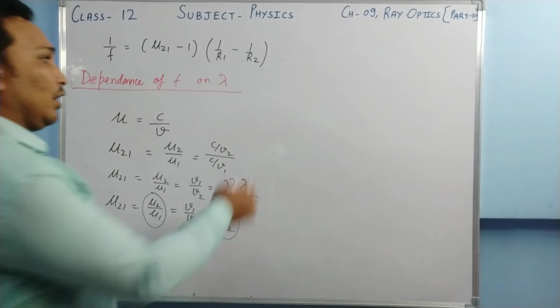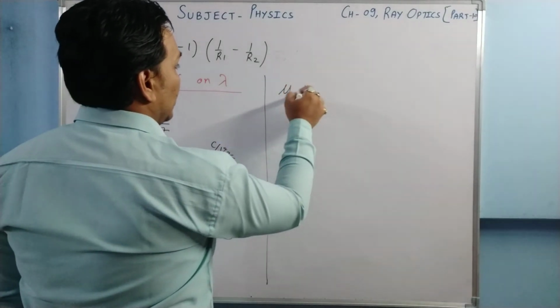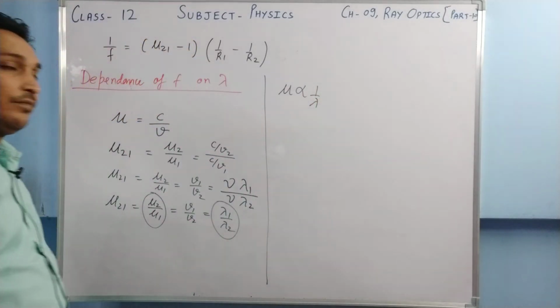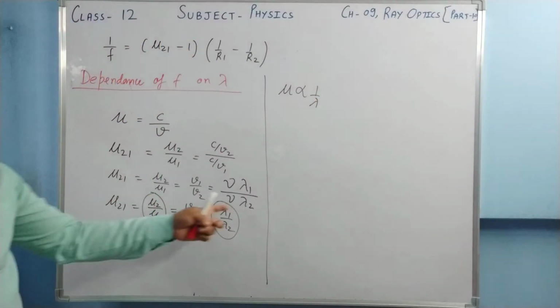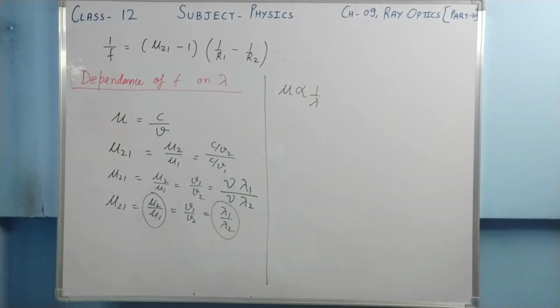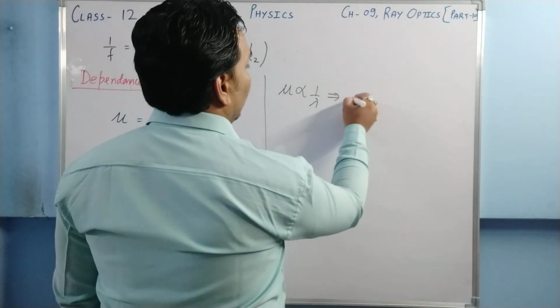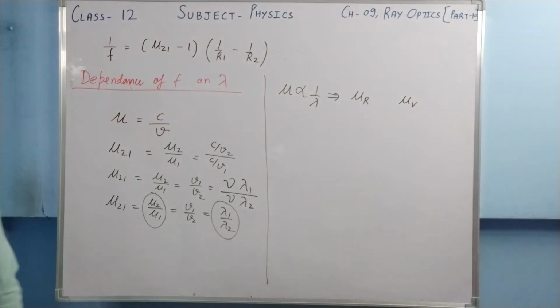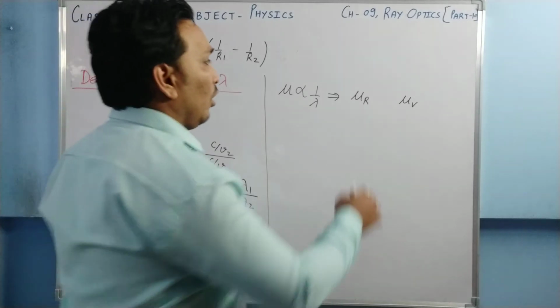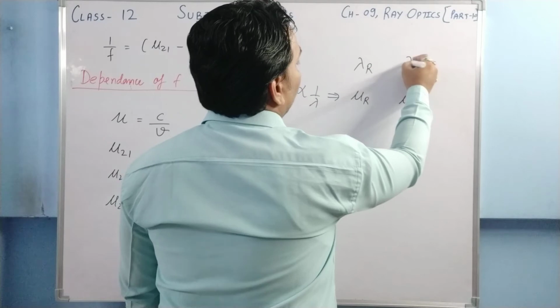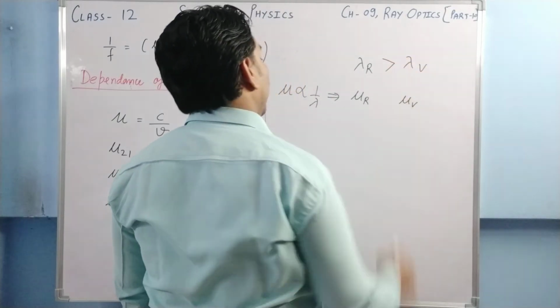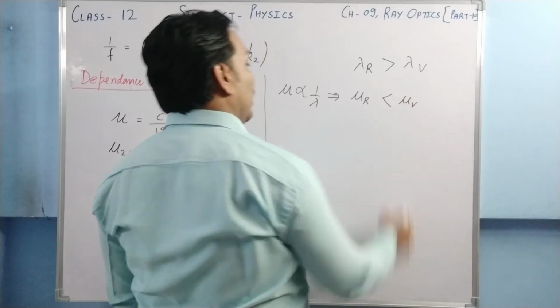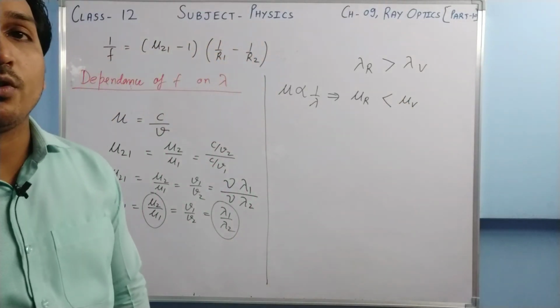From here it is clear that refractive index is basically inversely proportional to the wavelength. See, here it is 2 upon 1, here it is 1 upon 2. So refractive index is inversely proportional to the wavelength. If I want to compare the refractive index of red color and violet color, we know that the wavelength of red color is greater. So the refractive index of red color will be less than the refractive index of violet color.